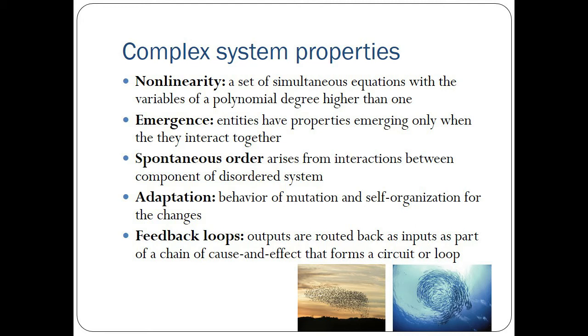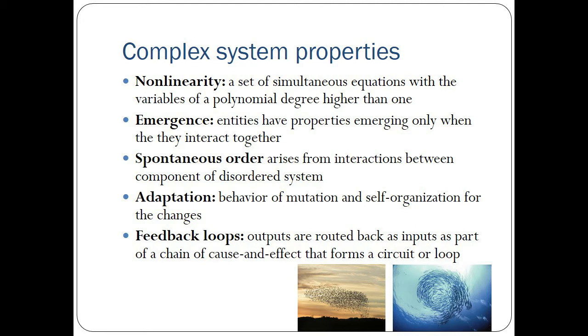Then feedback loop. Some systems have output that is routed back towards the input. That could create a chain of cause and effect that forms loops or circuits. Feedback loops are a sequence where input is processed, and then the output goes back again as an input, and the process is done again, and the output goes back as input with other inputs. They form cause and effect and cyclic behavior, and that forms loop circuits. So this is also one of the important properties.